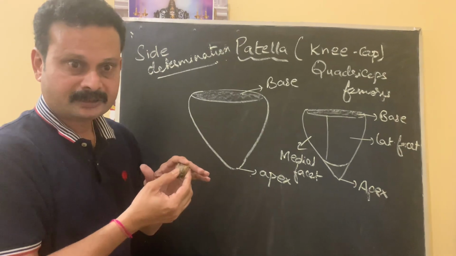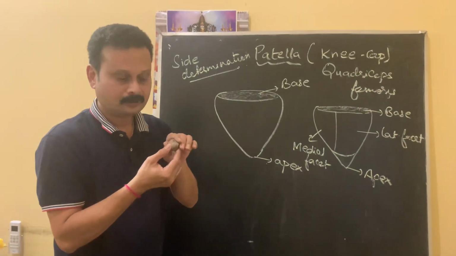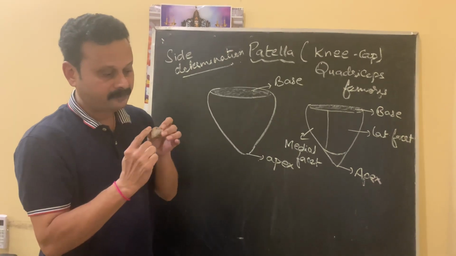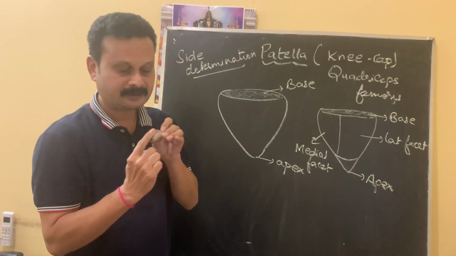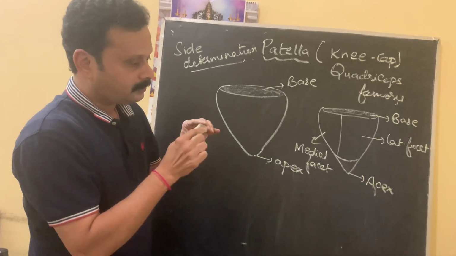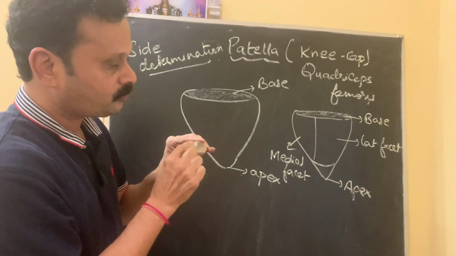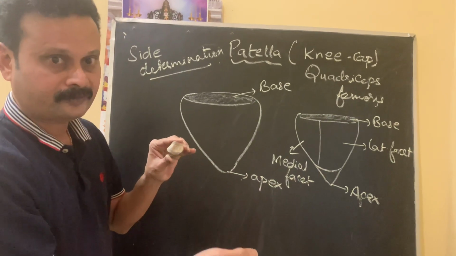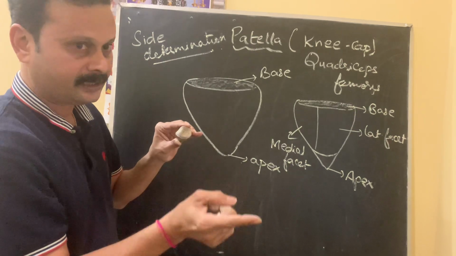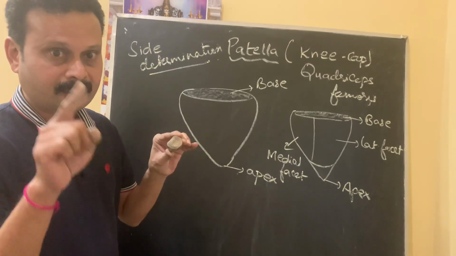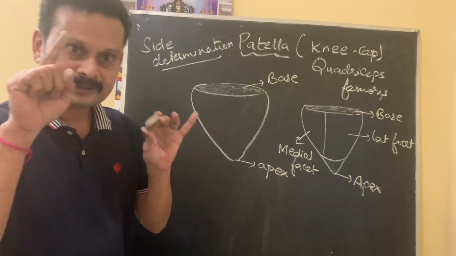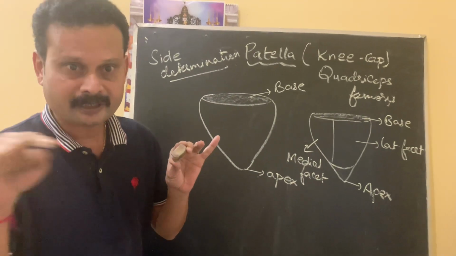Now, for the side determination, identify the base and keep it above. Identify the apex and place it below. Identify the rough surface, which is the anterior surface, which should be in front. Then the larger facet on the posterior surface should be lateral. Larger starts with letter L, and lateral also starts with letter L.